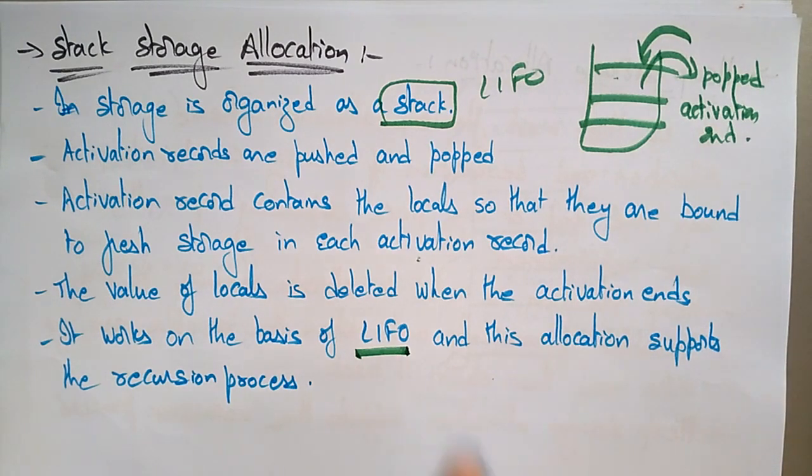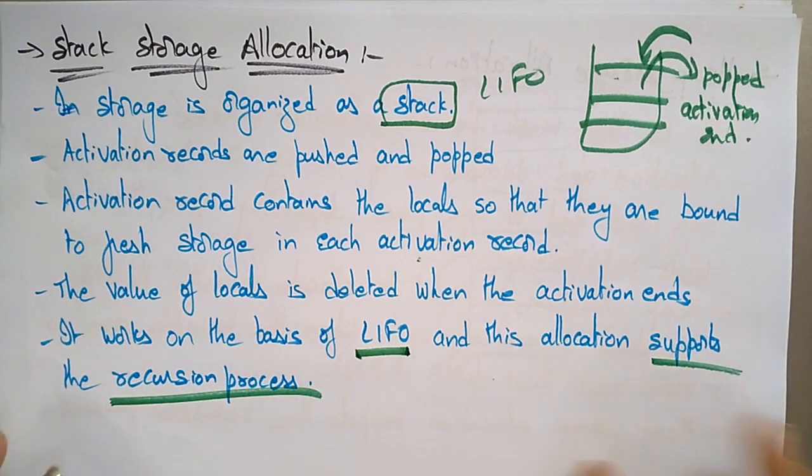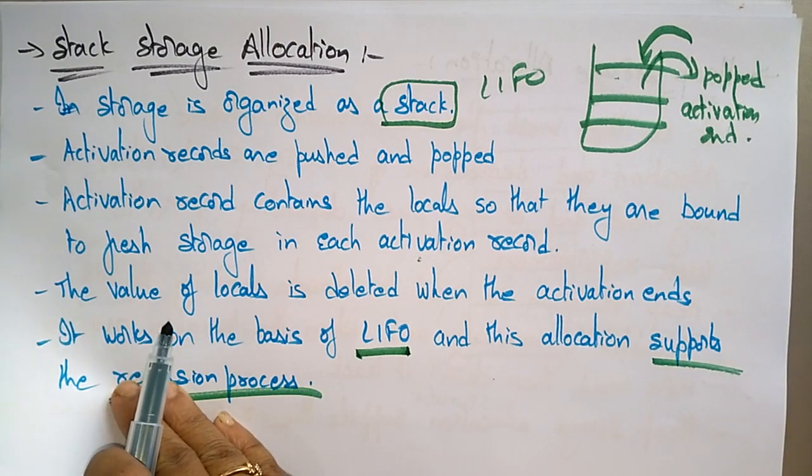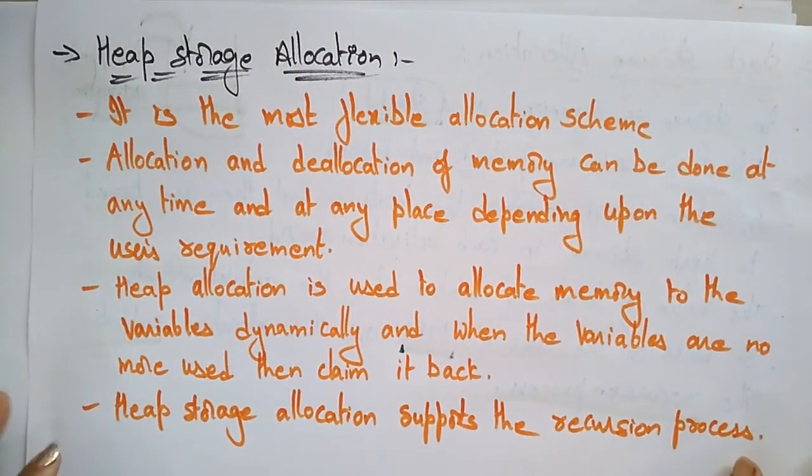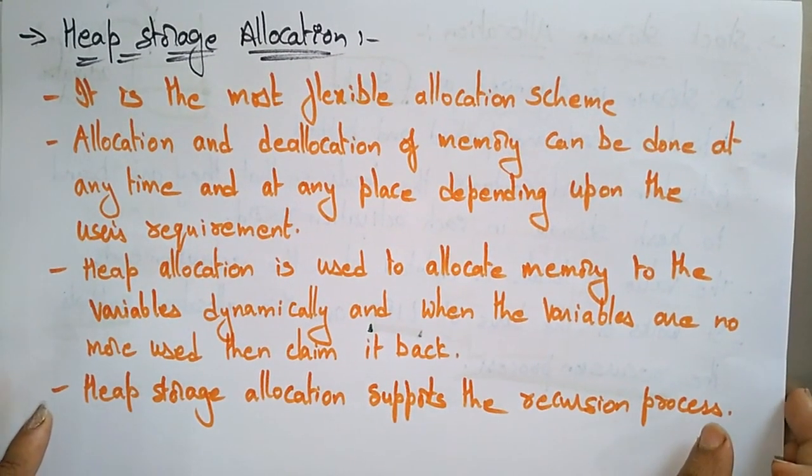Did you observe that static storage allocation does not support the recursion process, whereas stack storage allocation will support the recursion process? So this is about the stack storage allocation. Now coming to the next one, that is heap storage allocation. So these are the three different types of storage allocations.